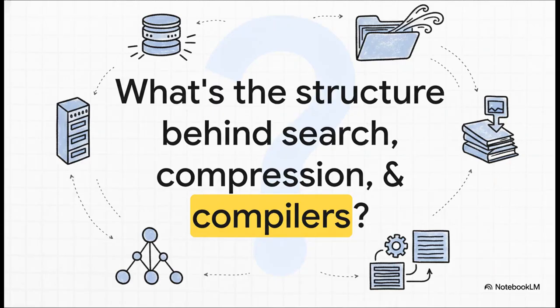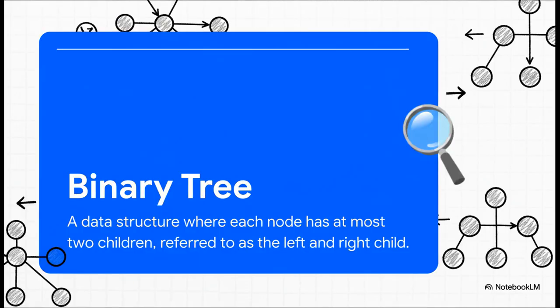So, have you ever wondered what's really going on behind the scenes? How a database can find your record in a blink of an eye? Or how a giant file gets compressed down to save space? Or how a compiler even begins to understand the code you write? Well, believe it or not, the secret sauce for all of them is this surprisingly simple, elegant structure, the binary tree. So what is a binary tree?